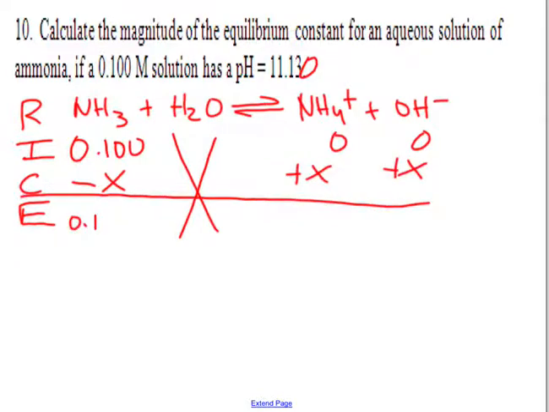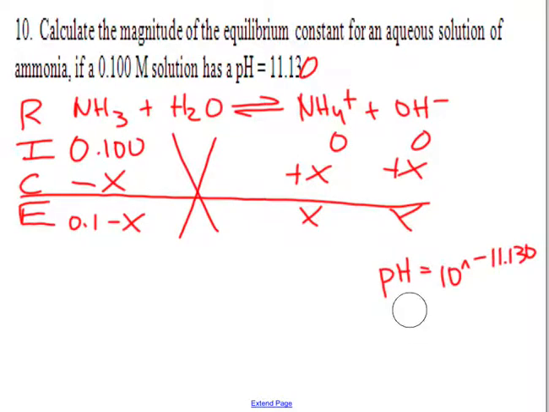And so we get 0.1 minus X, X, and X. What's a little bit different here is what we're solving for when we get our X, because what else did they give us here? pH. If I take the 10 to the negative 11.130, what am I actually solving for? That's the concentration of hydrogen, right? But what do I need? I need the concentration of OH. So there's a couple of ways I can approach it.